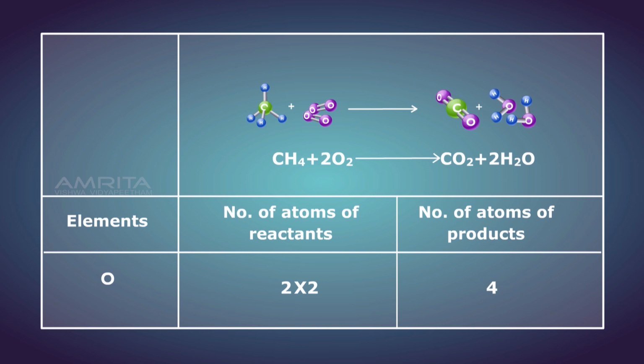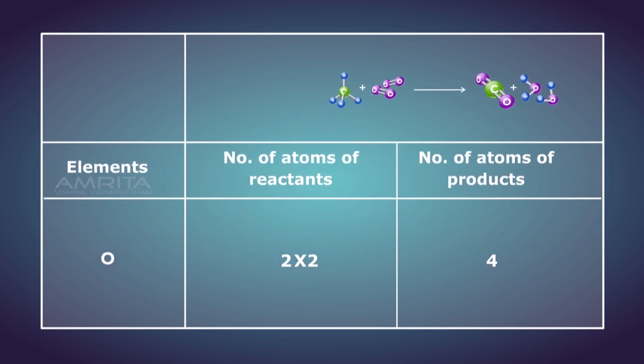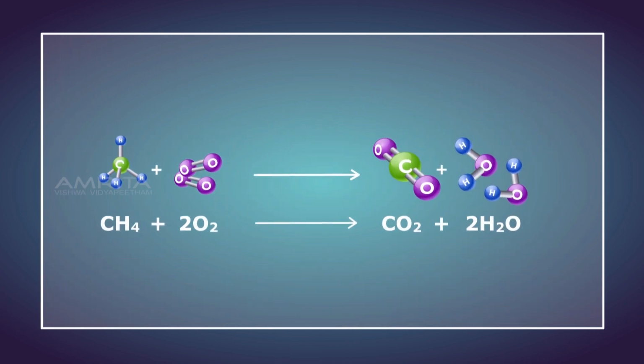The equation seems balanced. But what about the carbon atoms on both sides of the equation? As such, the count of the carbon atoms on both sides is equal. Finally, we have the equation as CH4 + 2O2 gives you CO2 + 2H2O. Now the equation is balanced.